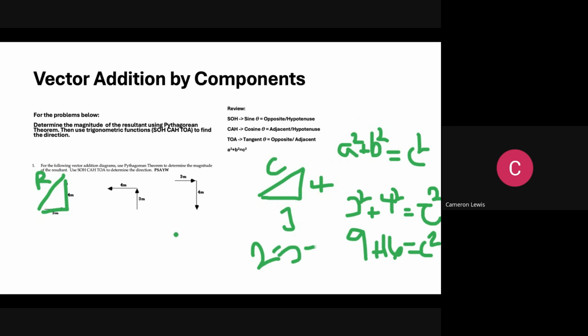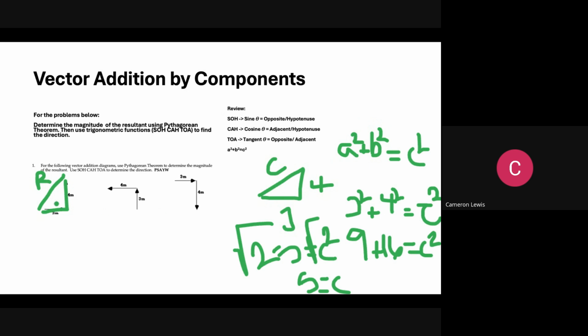Now I don't want to find c squared, I want to find c. So I have to take the what? Square root. What's the square root of 25? 5. So now I've got 5 equals c.